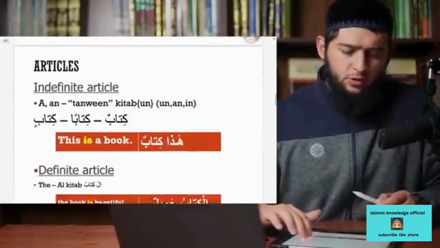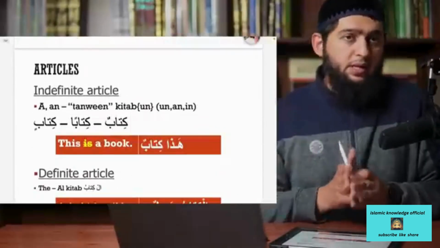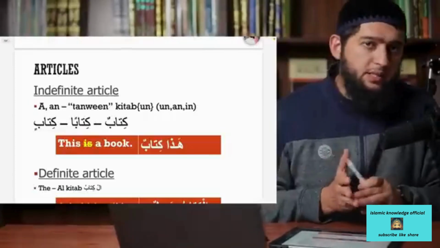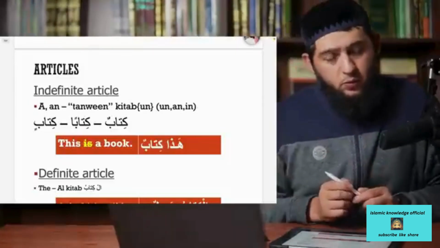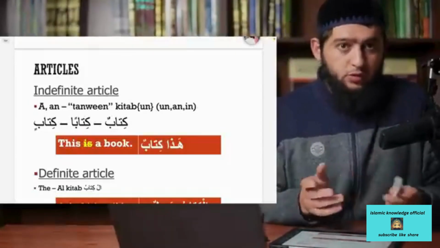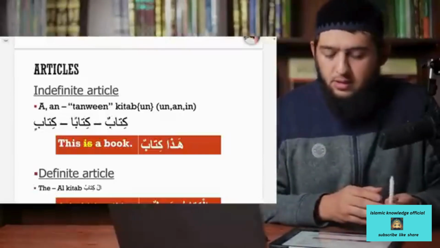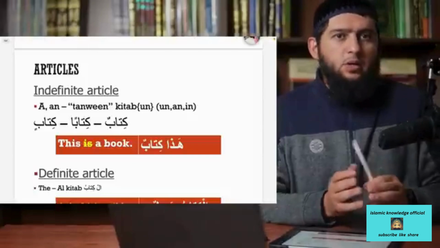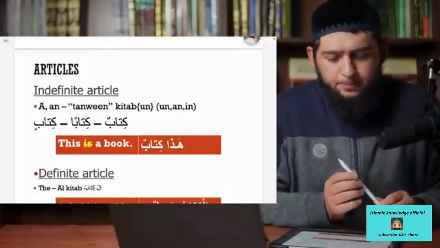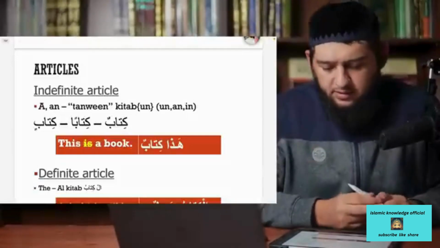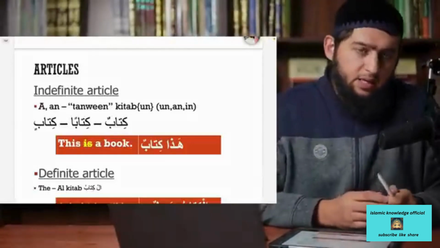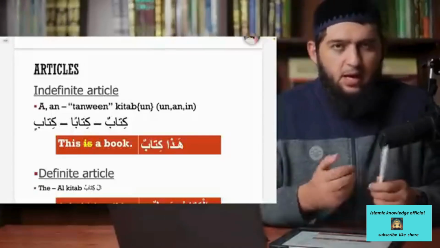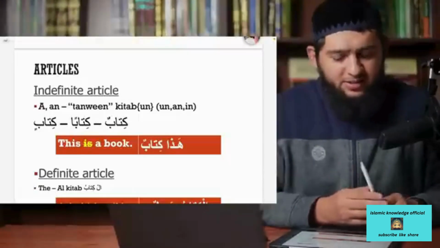So now we know that in Arabic we don't have helping verbs. We don't have am, are, is. The other thing we should know before we start to learn questions and answers is articles. In Arabic, we also have articles. We have two kinds of articles, indefinite article and definite article. I hope I pronounce it correctly.